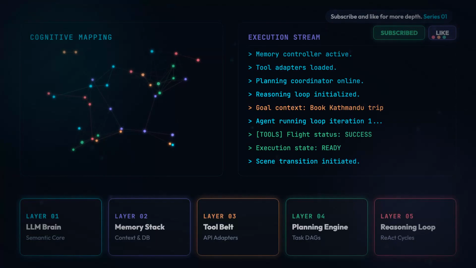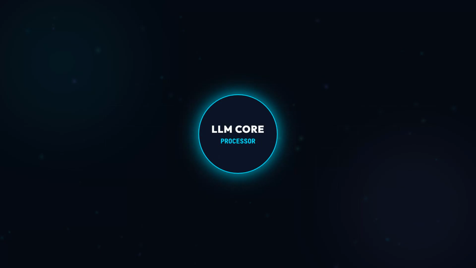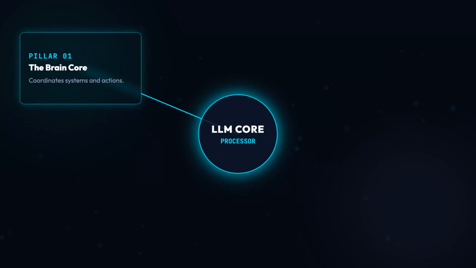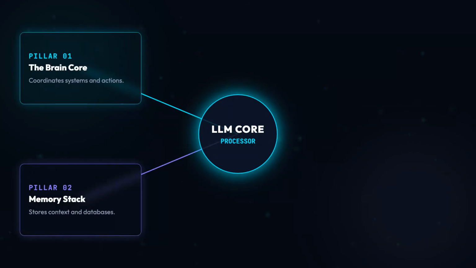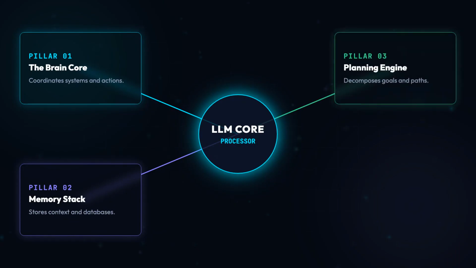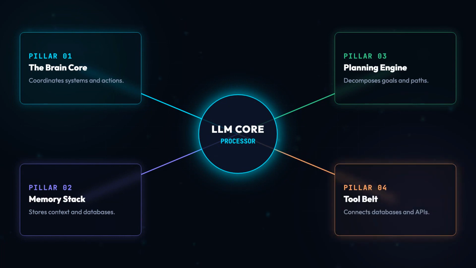Let's crack open the engine. Cracking open the engine reveals that any autonomous agent is built on exactly four core pillars. First is the LLM brain, the central coordinator. Second is the memory stack, which acts as the agent's database. Third is the planning engine, decomposing goals into subtasks. And fourth is the tool belt, connecting the agent to the outside world. Together, these four systems turn a stateless language model into a complete dynamic cognitive engine.